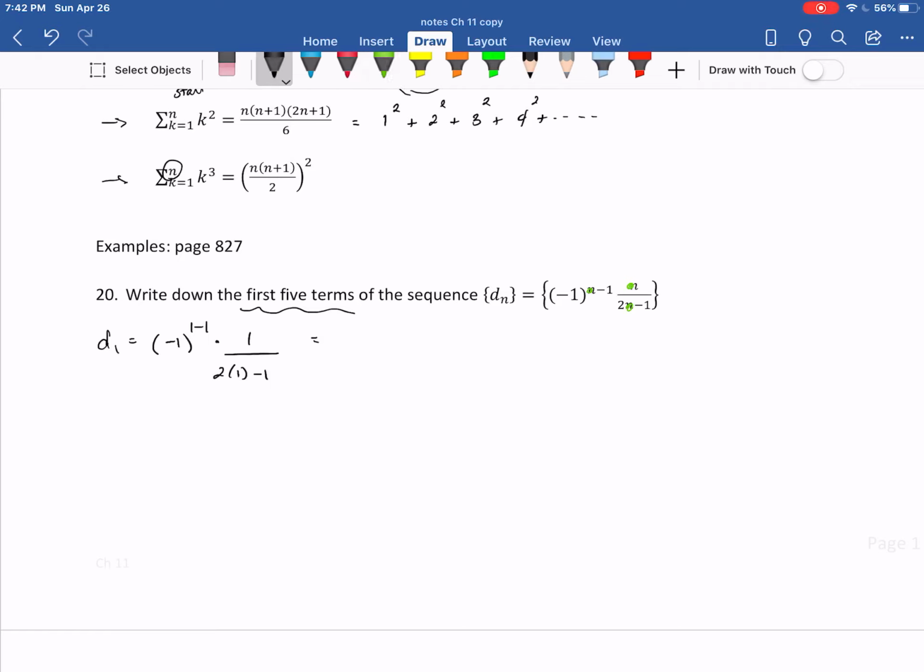And you're going to work it out. So negative 1 to the 0 power is 1 times 1 over, and then 2 minus 1 equals 1, and the ending result is 1. That's the first term, that's D1. D2 is where you substitute the value 2 in place of all of the n's that I tried to highlight in green. And so you're going to substitute 2 here, 2 minus 1, times now 2 divided by 2 times 2 minus 1. Okay, and you're going to get negative 1 to the first power times 2 divided by 3, which is negative 2/3.